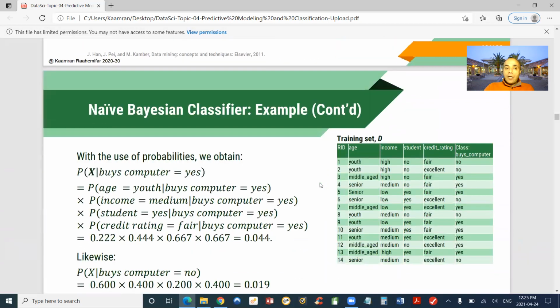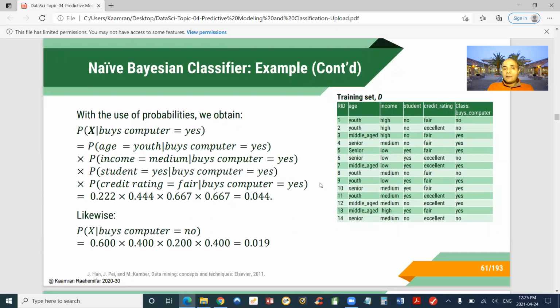Okay. Take a look at the tuple that we are looking for. We are looking at young, youth, medium, student, yes, and fair. But we are going to go and slowly calculate all of these components in the Bayesian theorem.